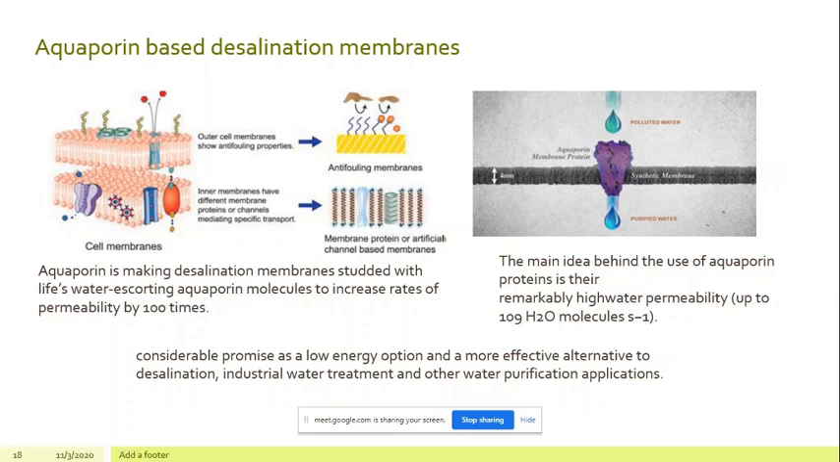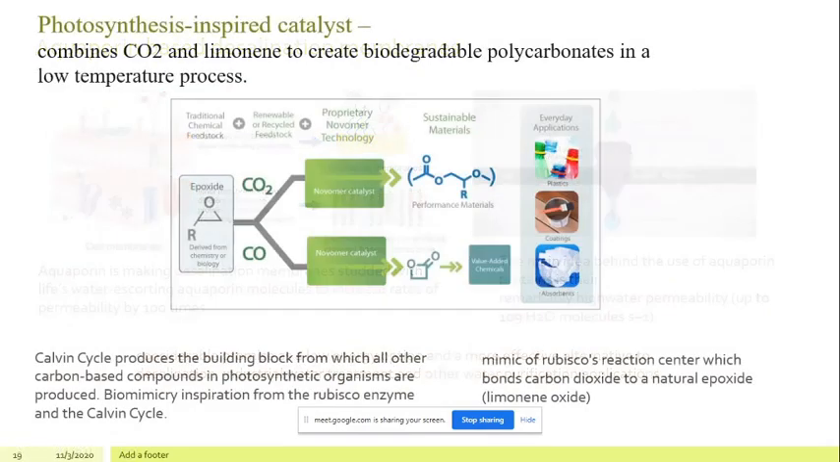This was mimicked to form a desalination membrane to filter water from saline water. And the remarkable feature of it is that the H2O water permeability is 10 to the power 9 water molecules per second. This is a promising low energy, effective alternative to desalination and industrial water treatment, etc.